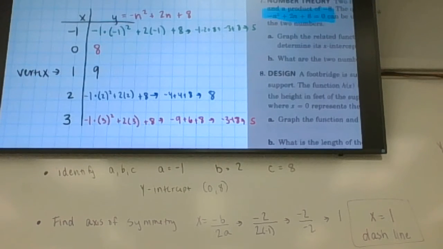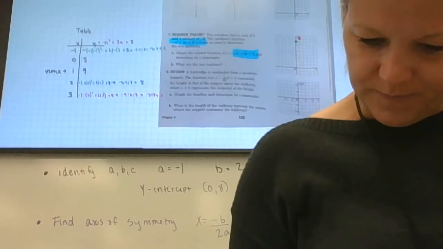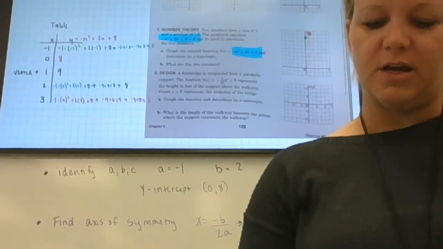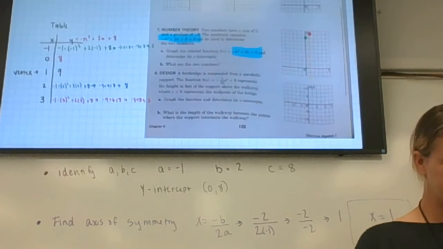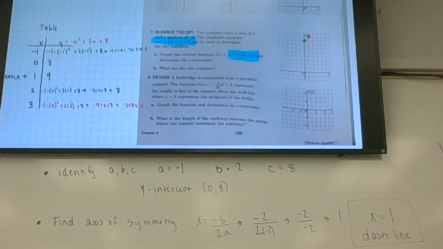All right, plot your points, and then I don't think this is going to tell us our numbers yet. The whole purpose is to find the two numbers that have a sum of 2 and a product of -8. Read the problem in the book. Something plus something will have to equal 2, and something times something will have to equal -8.